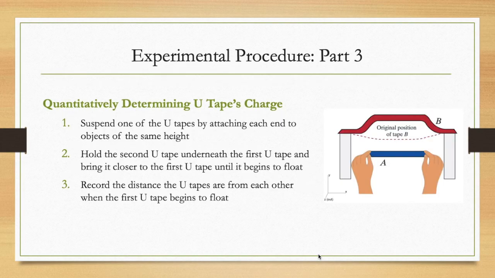In the last part of the experiment, I was to quantitatively determine the U-tape's charge. In order to do this, I suspended one of the U-tapes a height above my working surface by attaching each end to objects of the same height. Then I held the second U-tape underneath the first U-tape and brought it closer to the first U-tape until it began to float, indicating the presence of an electric force on the tape. I recorded the distance between the two tapes when this phenomenon was observed.